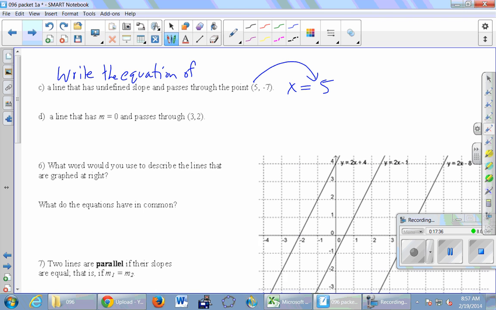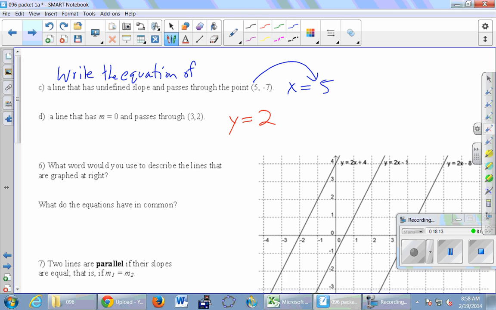Part D, I want a line that has an m equal to 0 and passes through the point (3, 2). Slope equal to 0. Is that horizontal or is that vertical? Slope equals 0 is horizontal. Horizontal lines, are they x equals or y equals? Y equals. Again, that's half the battle. And how much is the y at that point? It's 2. So y equals 2 is the equation.